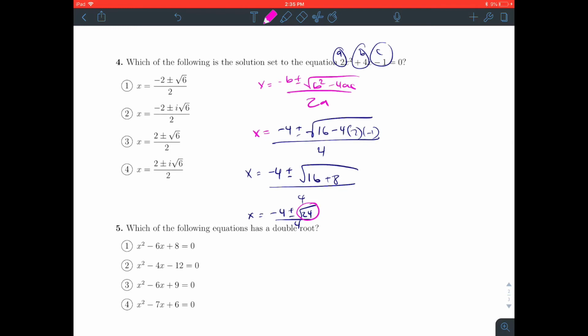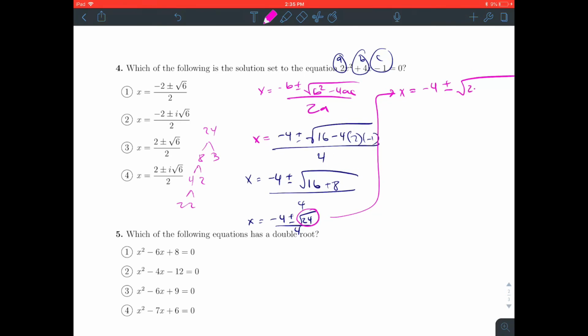So if you break the square root of 24 down, you get x is equal to negative 4 plus or minus the square root. And let's just do the factor tree off to the side. 8 times 3, 4 times 2, 2 times 2. So the square root of 24 is the square root of 2 times 2 times 2 times 3, all over 4. It looks like we can simplify this with the group. So we get x equals negative 4 plus or minus 2 square root of 6 all over 4.